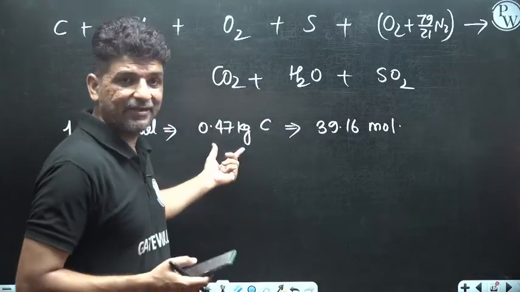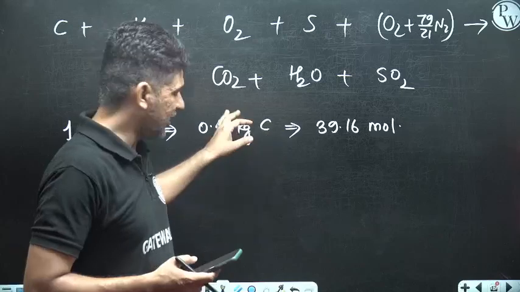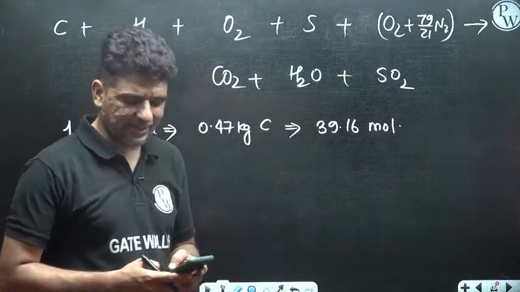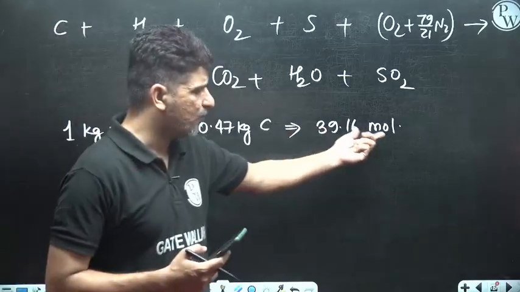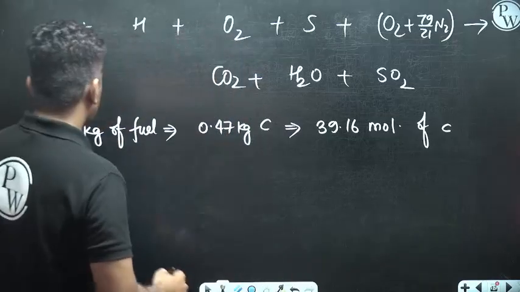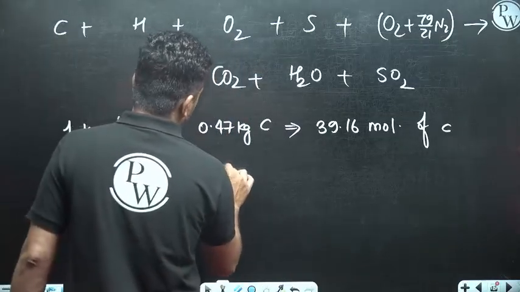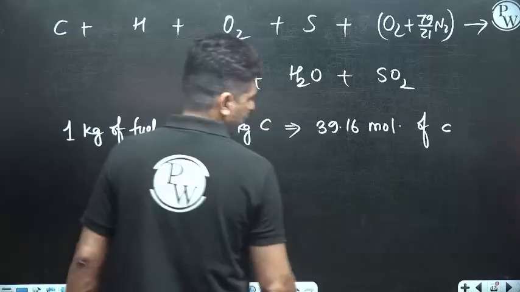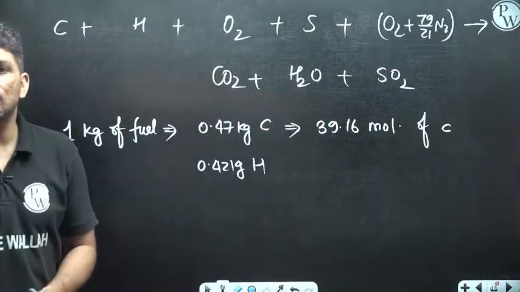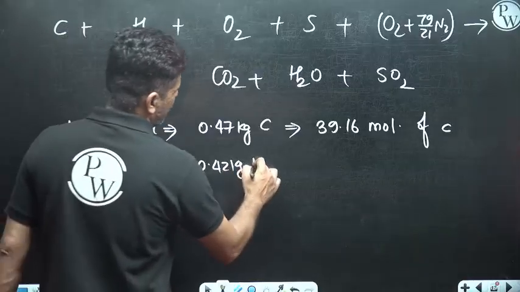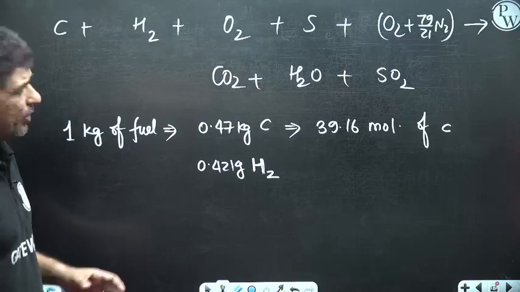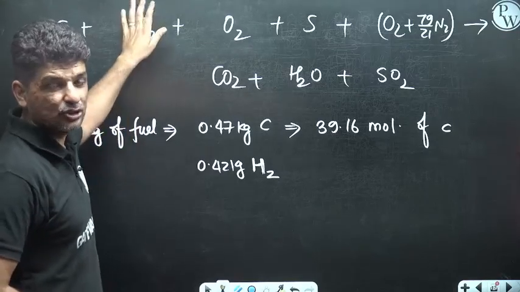This is 0.47 kg of carbon divided by 12 gram. So that means 470 divided by 12. 470 divided by 12 is 39.166. So this is the number of moles of carbon. Okay. Then you see hydrogen. So 1 kg of fuel will have 0.42 kg hydrogen. Okay. So what is hydrogen? This is 42%, so 0.42 kg. Now the molecular mass of your hydrogen H2, you can write it like this. So molecular mass of hydrogen is 2.